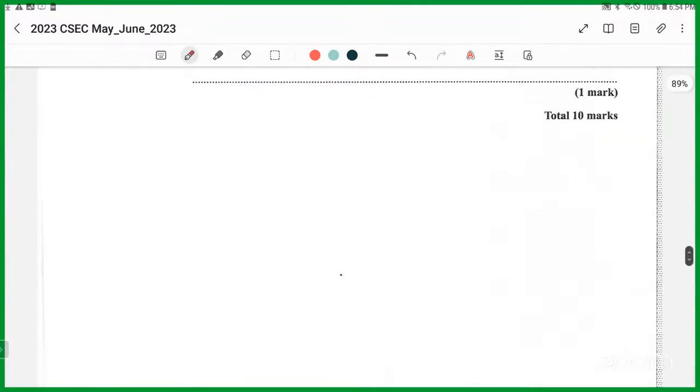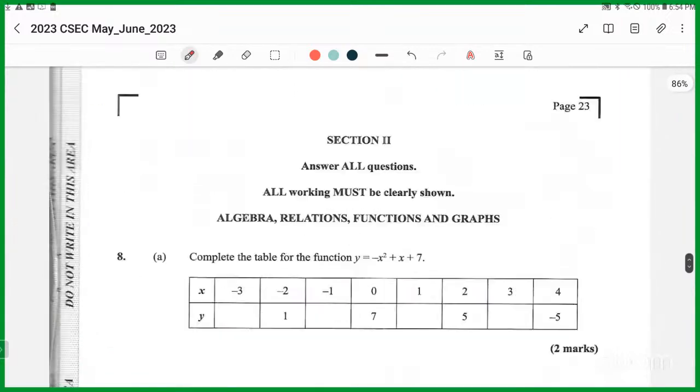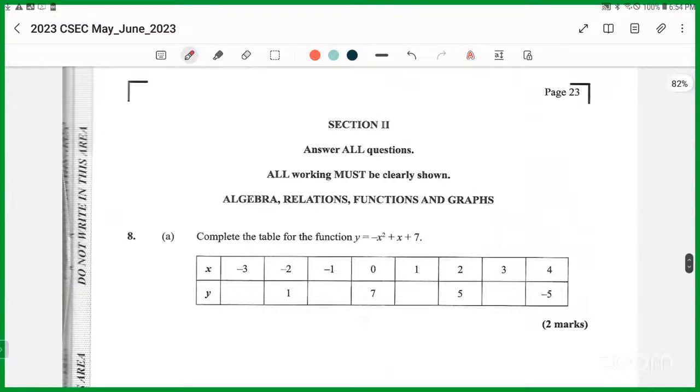All right. Next question. Section 2 now. The time is so fast you can do them.